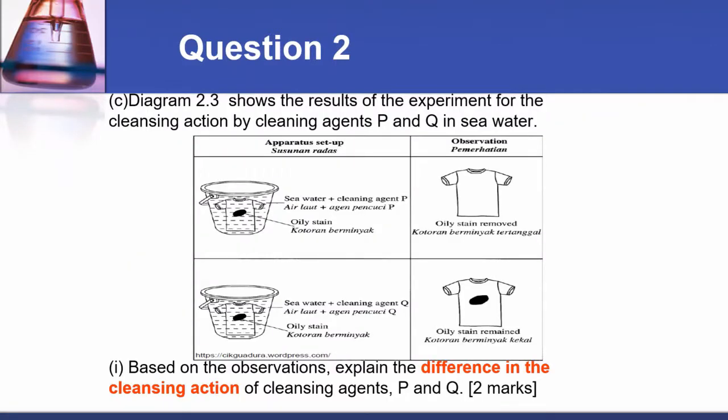For question 2C, diagram 2.3 shows the result of the experiment for the cleansing action using cleaning agents P and Q in seawater. The keyword will be seawater. Seawater is hard water that contains a high concentration of calcium ions or magnesium ions.